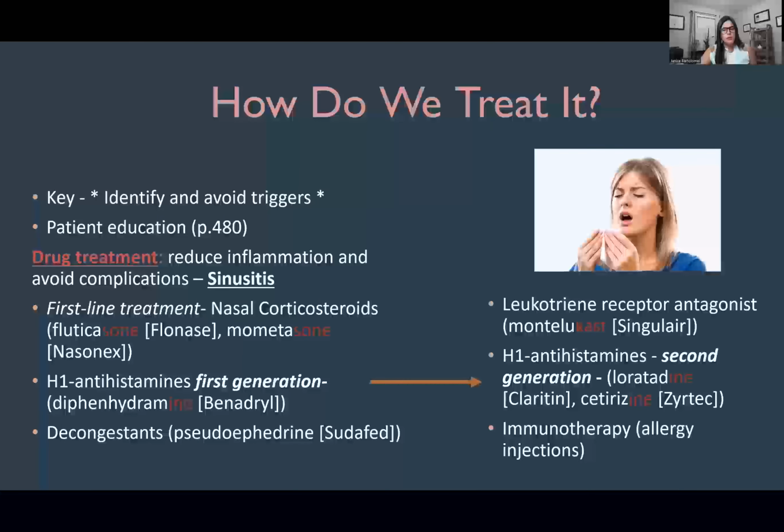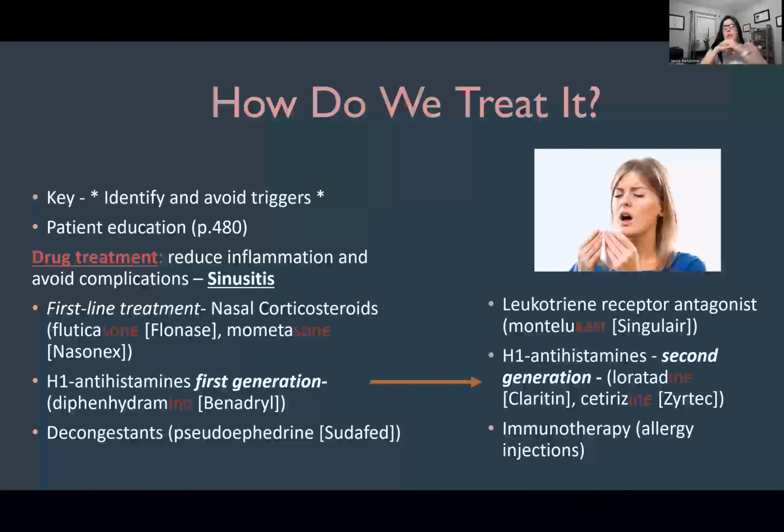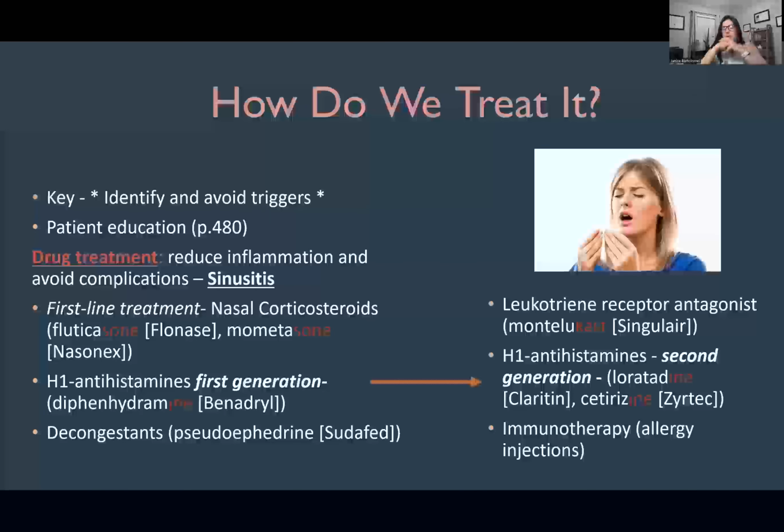There is an immunotherapy, allergy injections, that patients can have whenever they suffer from big-time allergies, where they introduce just a little bit of the allergen, little by little, in small quantities, so that way your immune system kind of gets used to it and doesn't react as strongly.